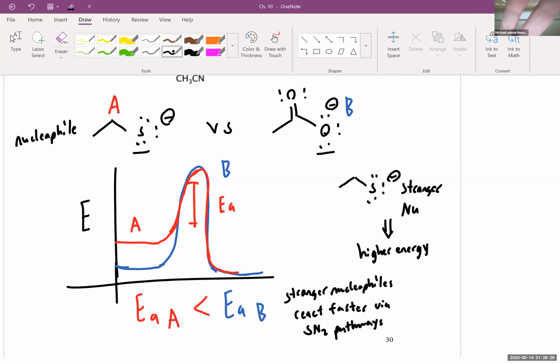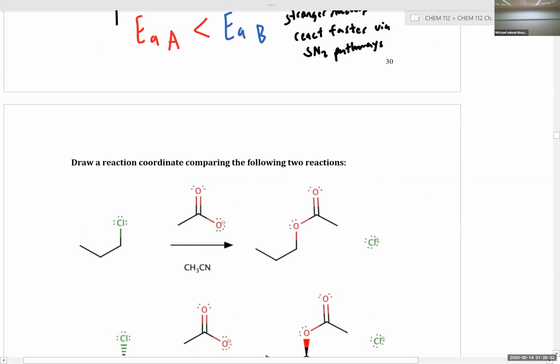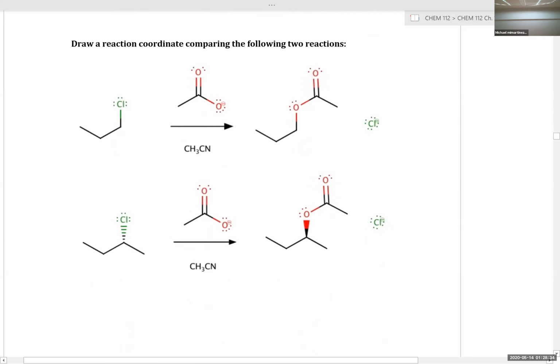Okay, let's keep going. Let's look at one other example. So I'd like you to take a moment and tell me together, what is the major difference between these two reactions? Let's take about a minute to think about that. What is the major difference? Okay, perfect. So looking at reaction A, what is our substrate? Primary, secondary, or tertiary?